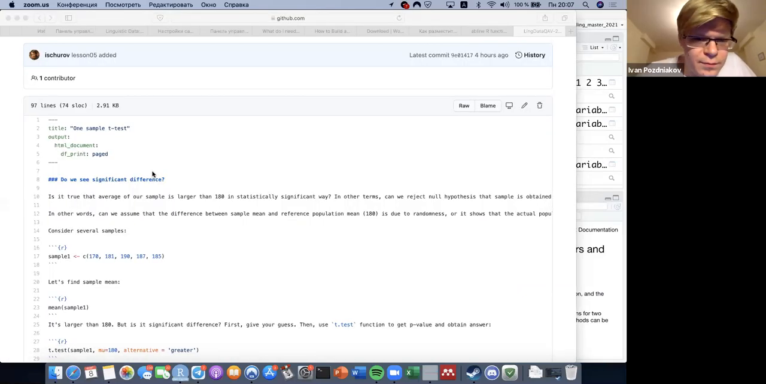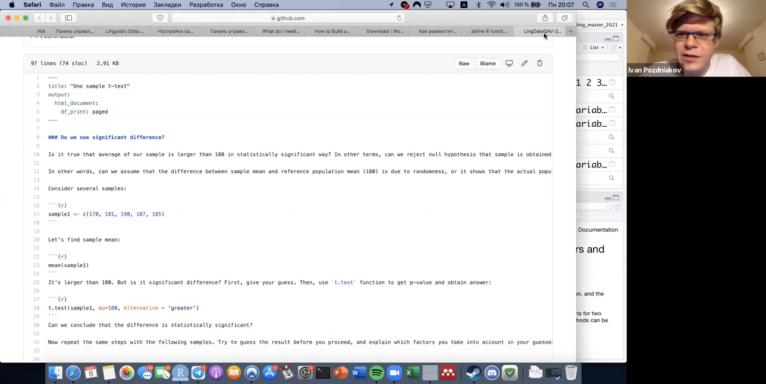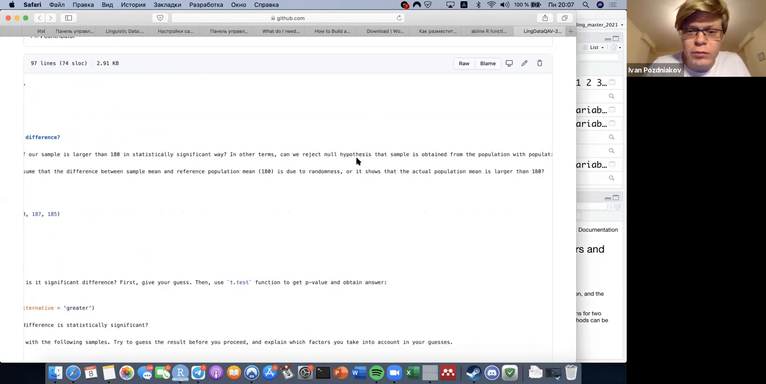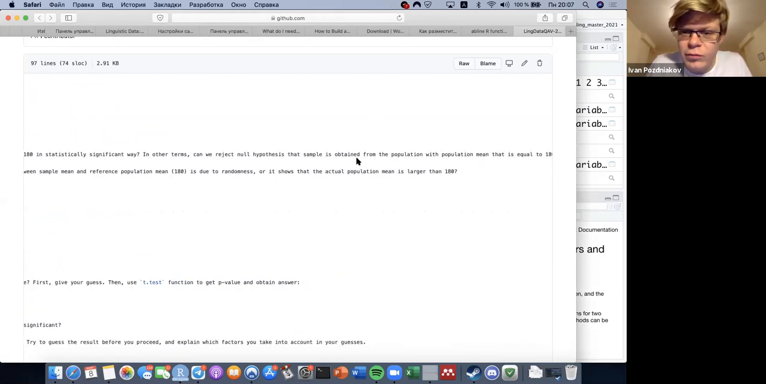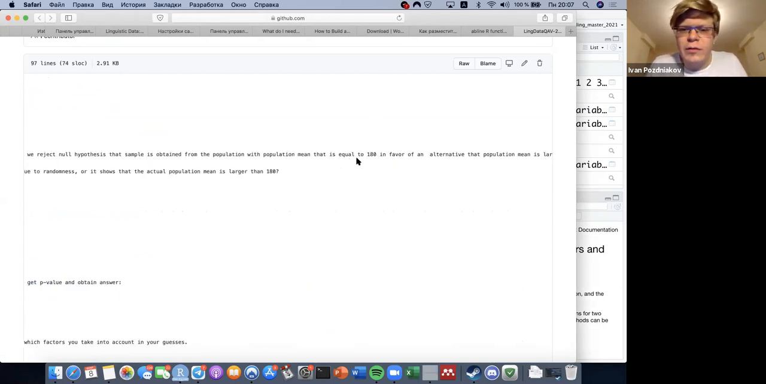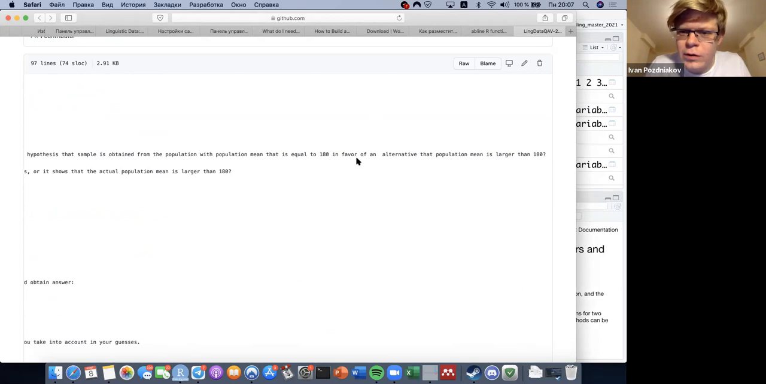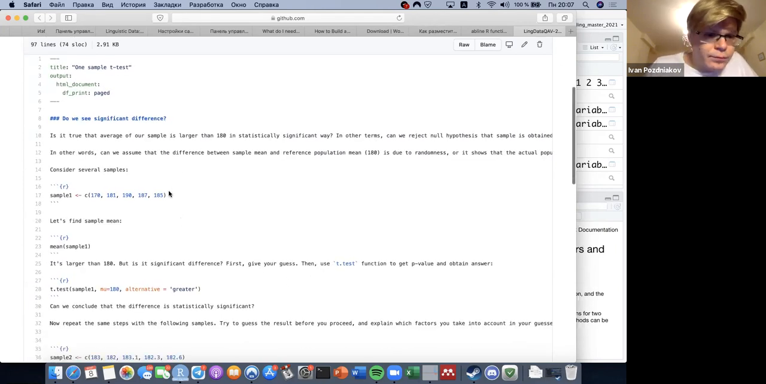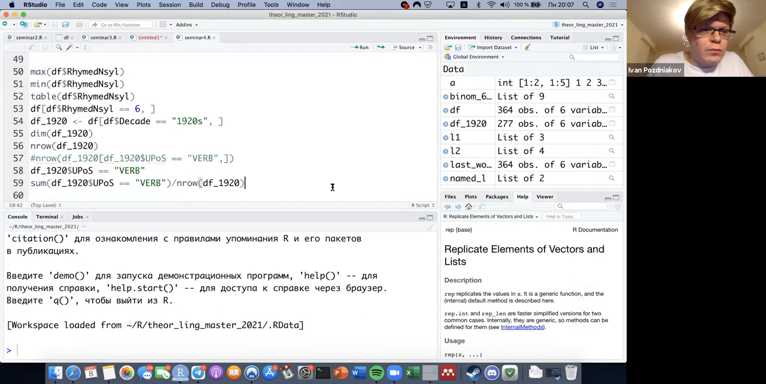Okay, so let's start with the task that we have. Is it true that the average of our sample is larger than 180 in a statistically significant way? In other terms, can we reject the null hypothesis that a sample is obtained from the population with population mean equal to 180 in favor of an alternative that the population mean is larger than 180? We start with a sample, and we need to check.